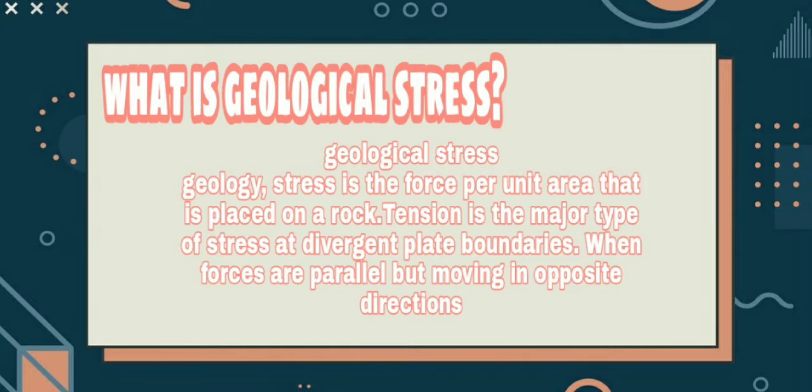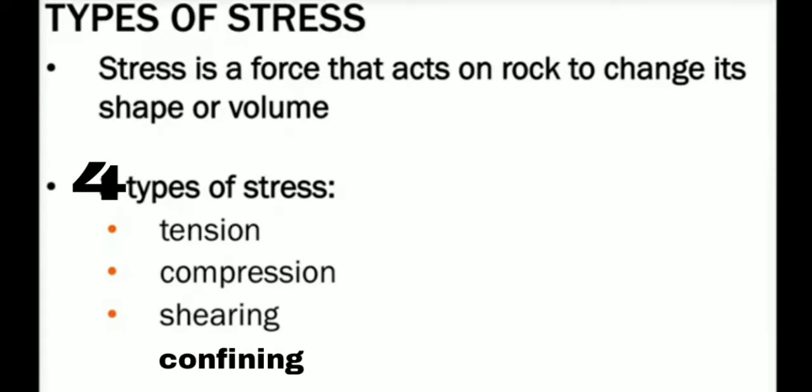Tension is a major type of stress at divergent plate boundaries when forces are parallel but moving in opposite directions. Stress on rock can cause earthquakes. There are four different types of stress. The types of stress are tension, compression, shearing, and confining stress.